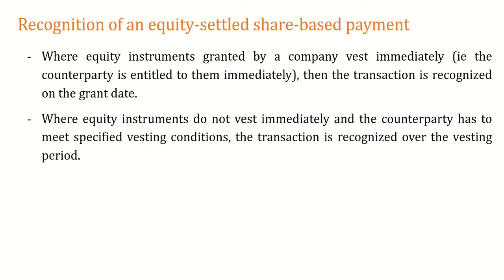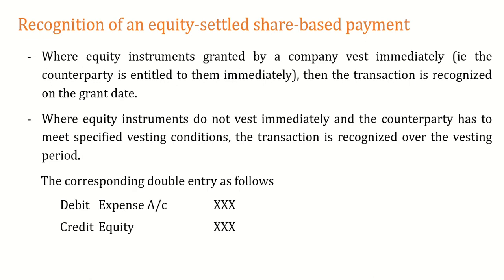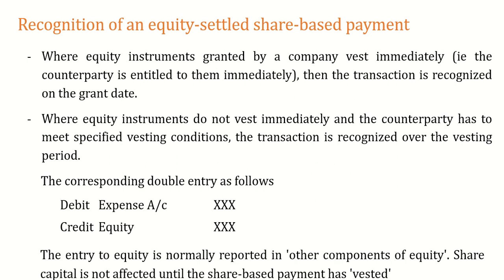Where the equity instrument does not vest immediately, the counterparty has to meet a specified vesting condition, and the transaction is recognized over the vesting period. If a company says you must work 3 years to get the share option, we recognize the expense over 3 years. To put the double entry, you have to debit the expense account and you have to credit the equity account. Remember why we credit equity here: because this is an equity settled share based payment.